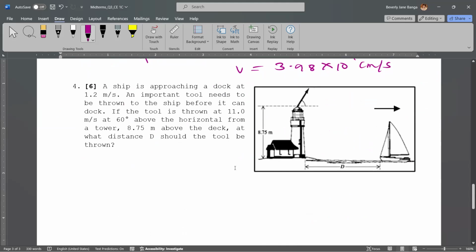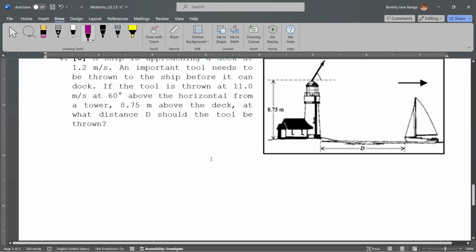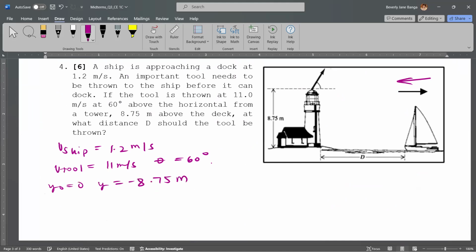Now, kung madali yung kanina na disc question, ship question pala, this one is a little bit more difficult. No? Kasi syempre second set na to. So, a ship is approaching a dock. Okay, so yung ship, V of ship is 1.2 meter per second. An important tool needs to be thrown to the ship before it can dock. So, mali lang yung arrow, pero pag ganyan yan. Before it can dock. If the tool is thrown, so same, V of tool is 11 meter per second at theta is 60 degrees. Y naught natin is 0, so y is negative 8.75 meters. At what distance d should the tool be thrown?